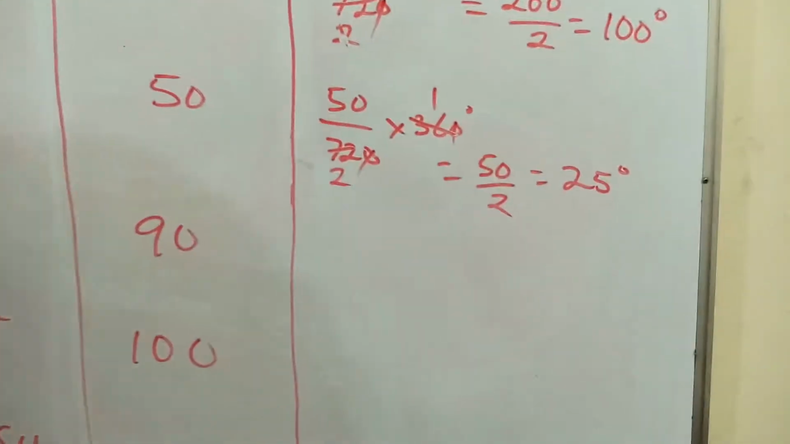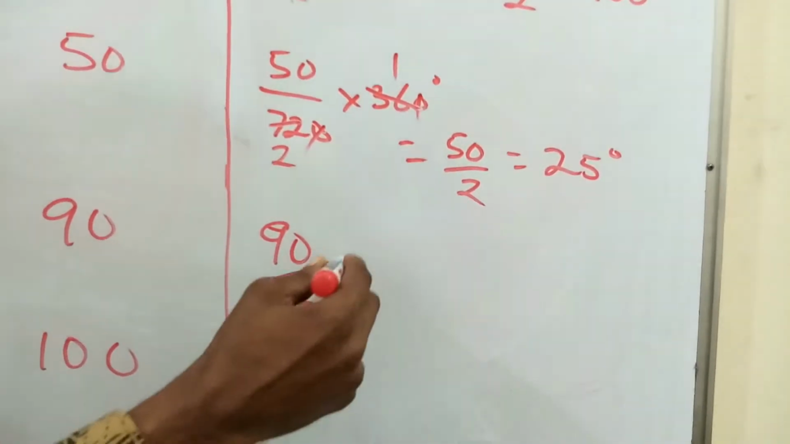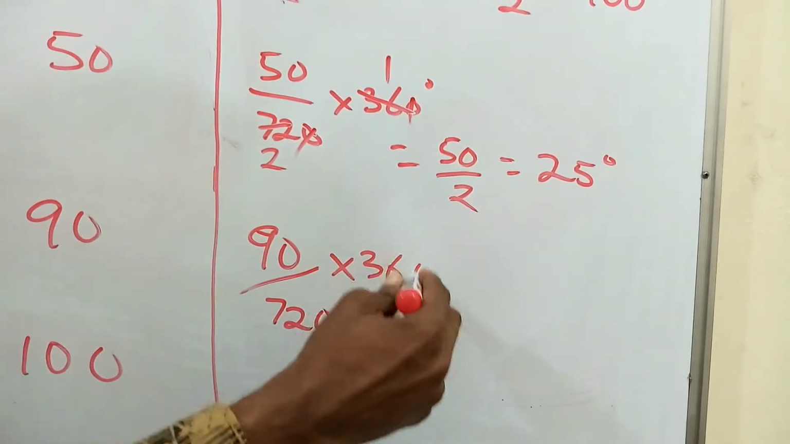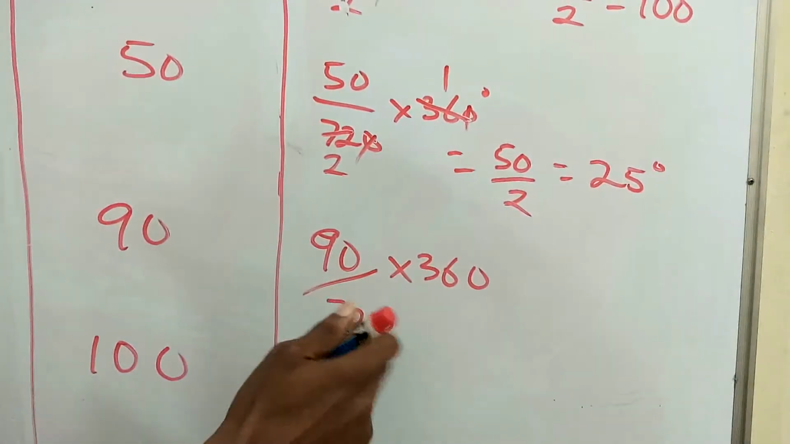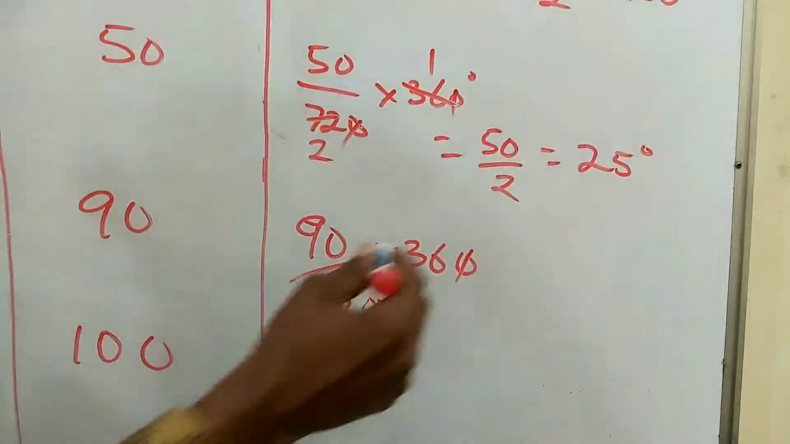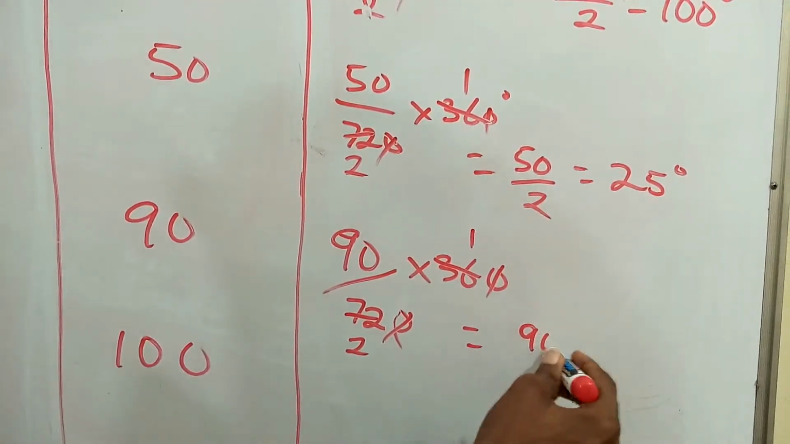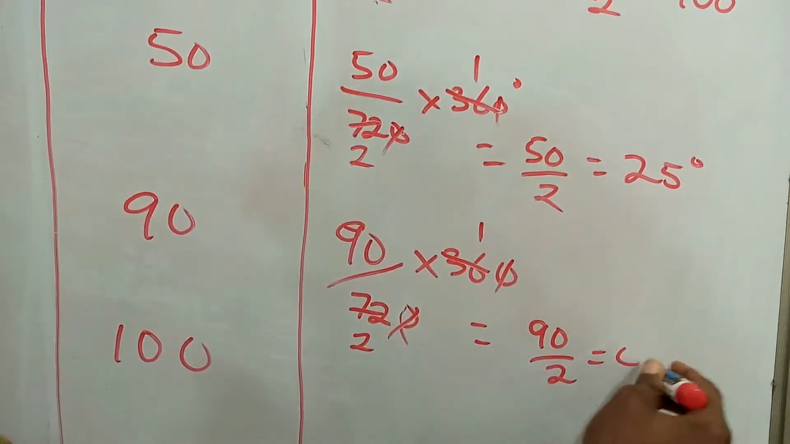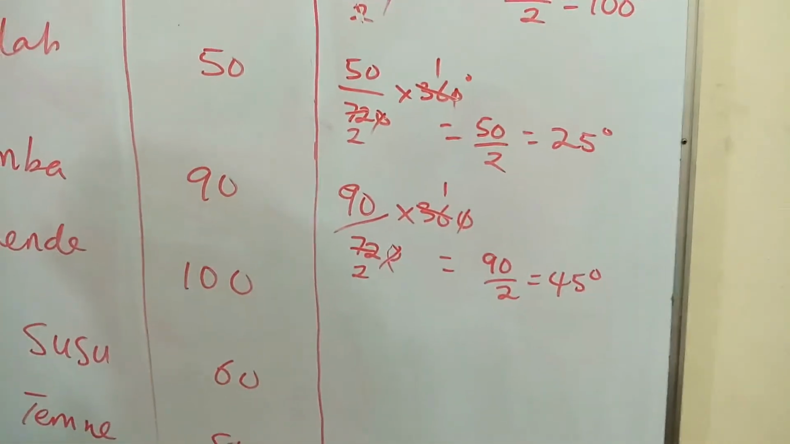For Limba, we have 90 all over 720 times 360. 0 will cancel 0. Here is 1, we have 2. 90 all over 2, we have 45 degrees. So the angle of sector for Limba is 45 degrees.